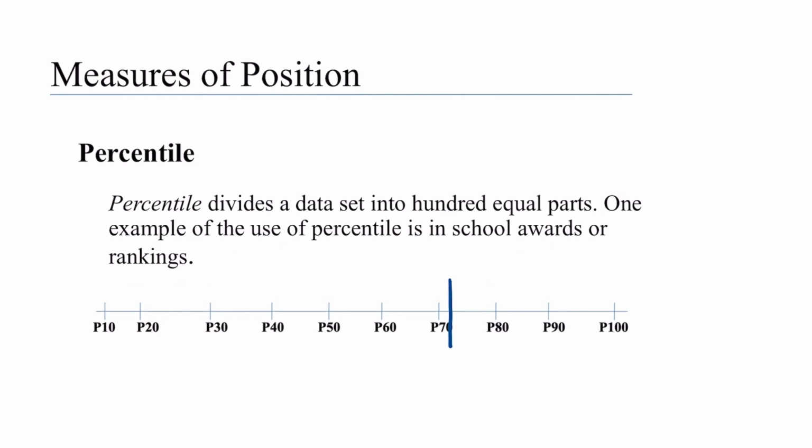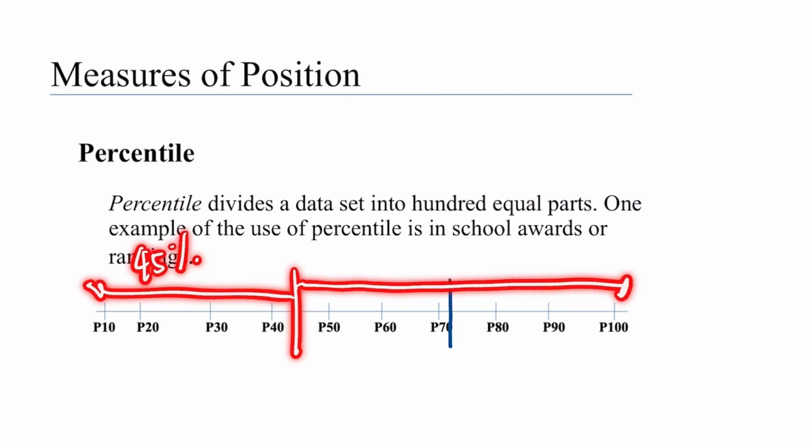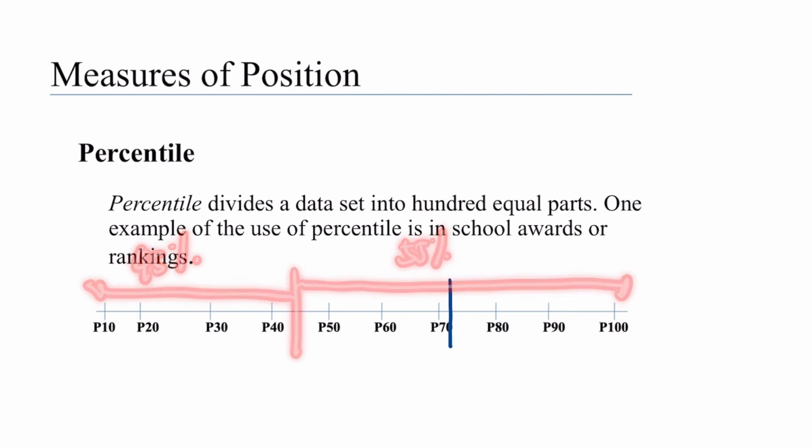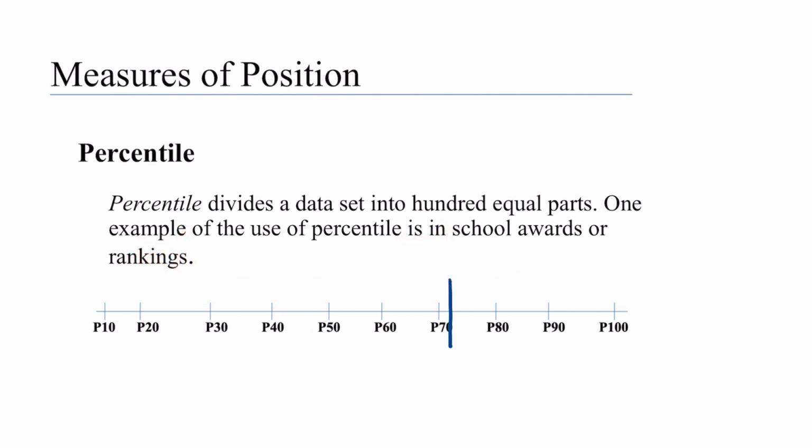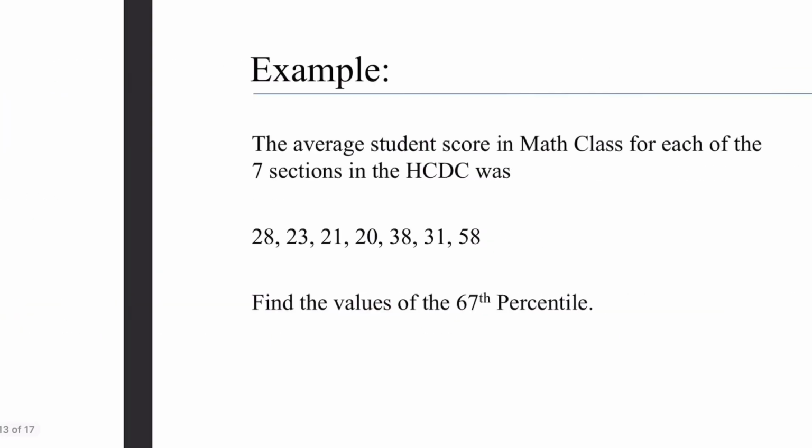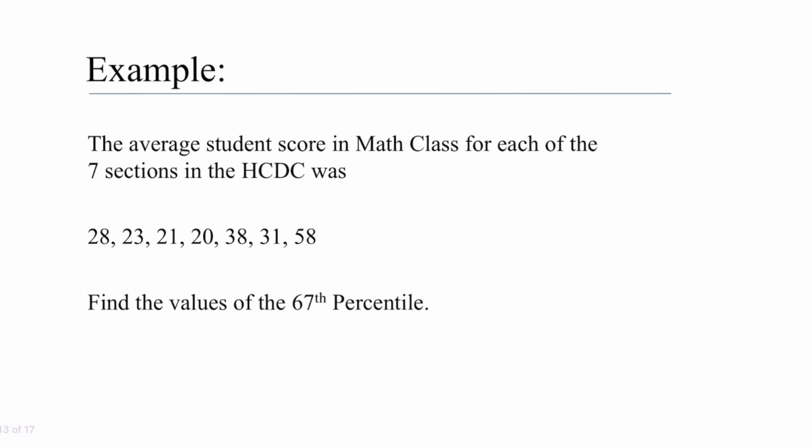Okay, another example. You are tasked to identify the percentile 45. Since 45 is equivalent to 45%, the class will be divided into two parts: the lower 45% of the class and the upper 55% of the class. It is also the same for the other percentiles. Let's have an example. The given examples are just the same.